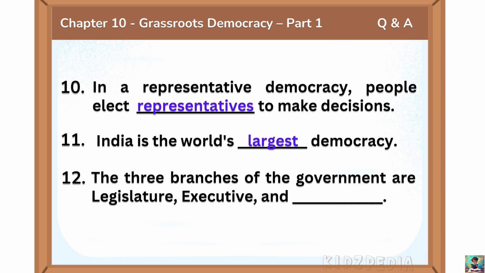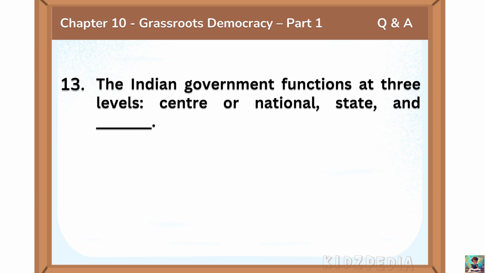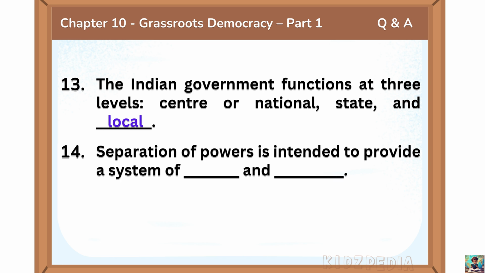The three branches of the government are legislature, executive, and dash. So what is the third one? Judiciary. The Indian government functions at three levels: center or national, state, and dash. The third one is local. Separation of powers is intended to provide a system of dash and dash. So, what is the answer? System of checks and balances.